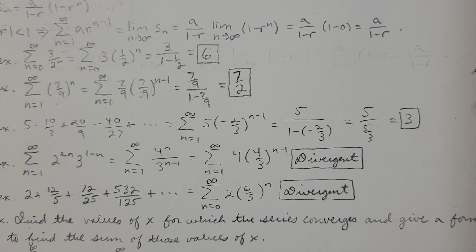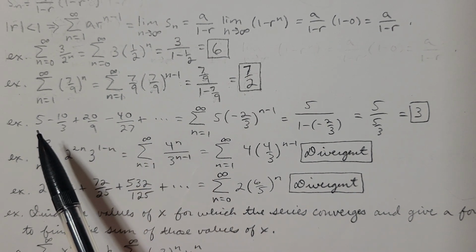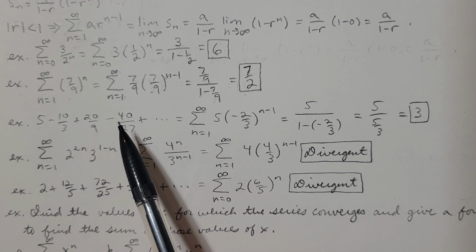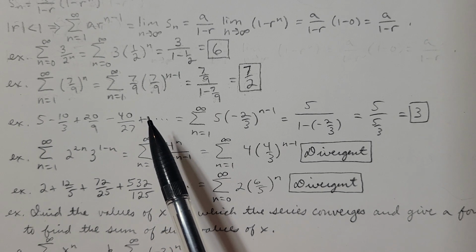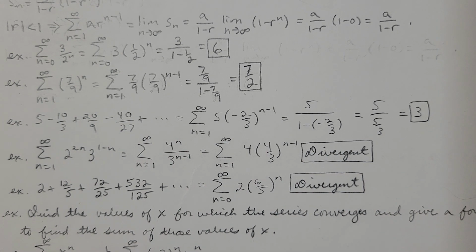Okay, and if I take 5 divided by 5/3 and I flip the denominator there, the 5's will cancel and I get 3. So if I add up all infinitely many of these terms here, I got 5 minus 10/3 plus 20/9 minus 40/27 plus etc. The grand total from adding all infinitely many of these terms here would be 3.